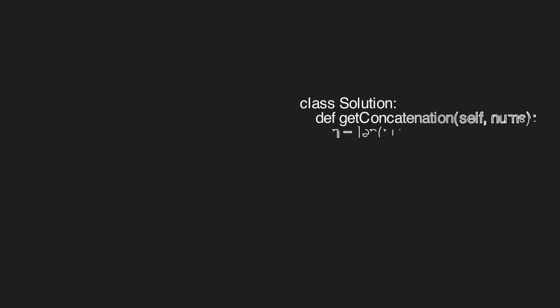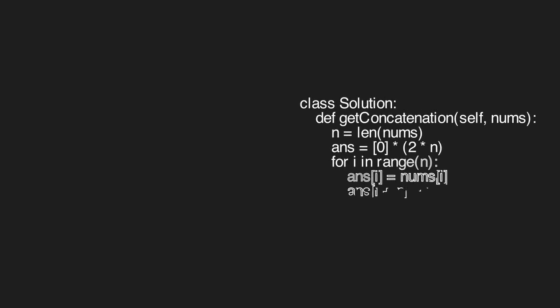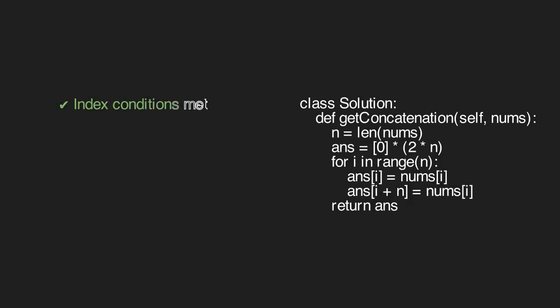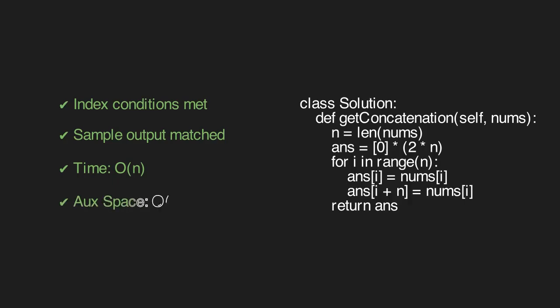The completed method first computes n as len of nums, allocates ANS with 2n positions, and loops over range of n. It assigns nums at I to both ANS at I and ANS at I plus n, then returns ANS. The proof established both required index equations, the trace matched the sample, and the complexity is linear time with constant auxiliary space excluding the output.